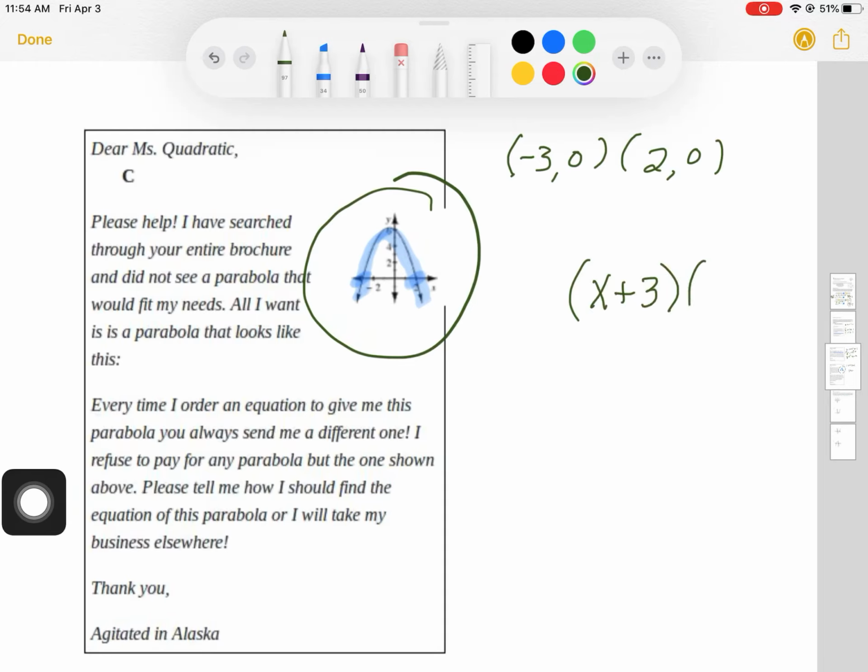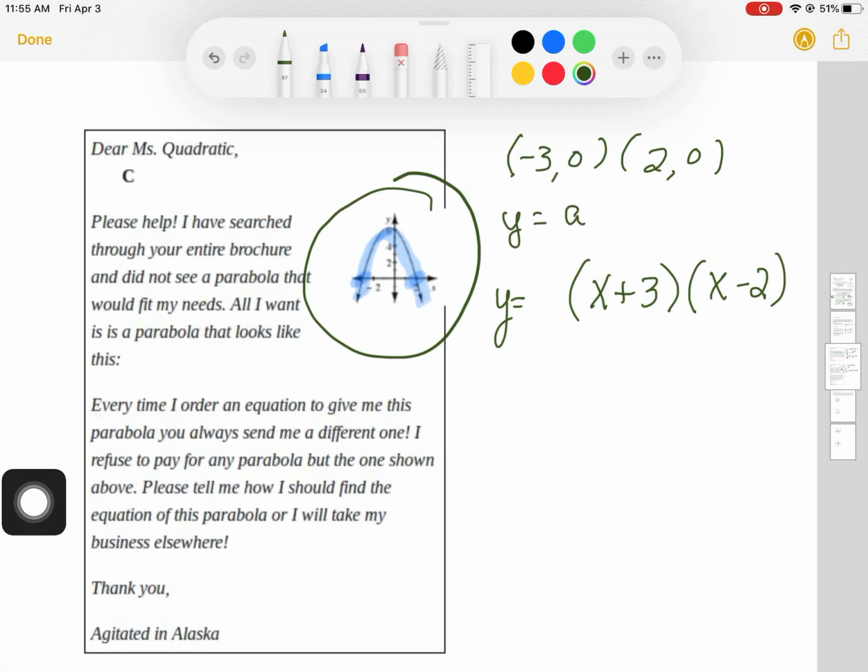I can put those into parentheses where I have x plus 3 and then x minus 2. The problem is that we need this to open down. And right now, if I were to factor this out, it would give me a positive x squared. Like if I were to write that in expanded form, it would give me a positive x squared. And that positive x squared is going to cause it to be a smiling, happy parabola. I need it to be a negative x squared.